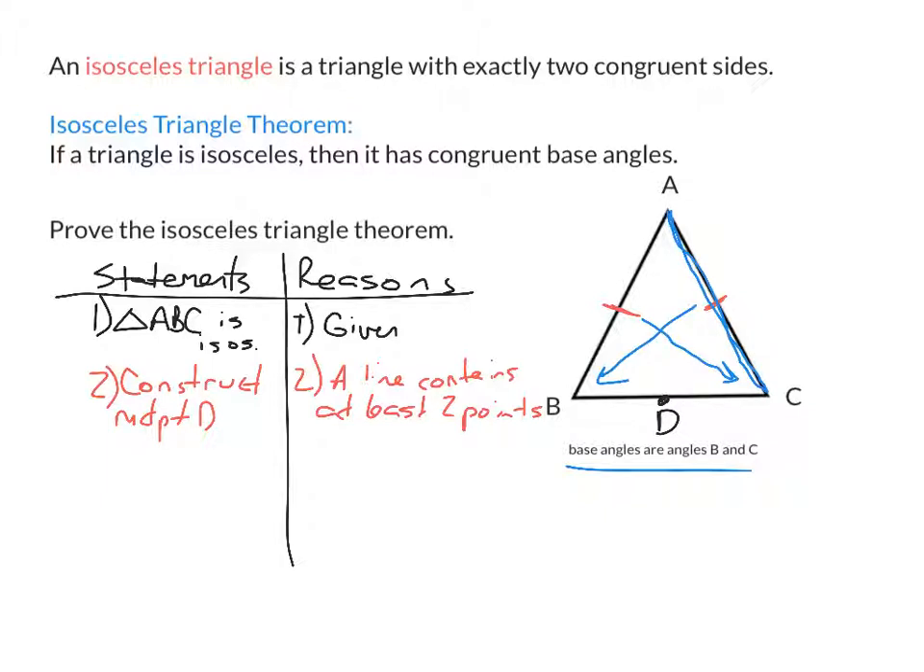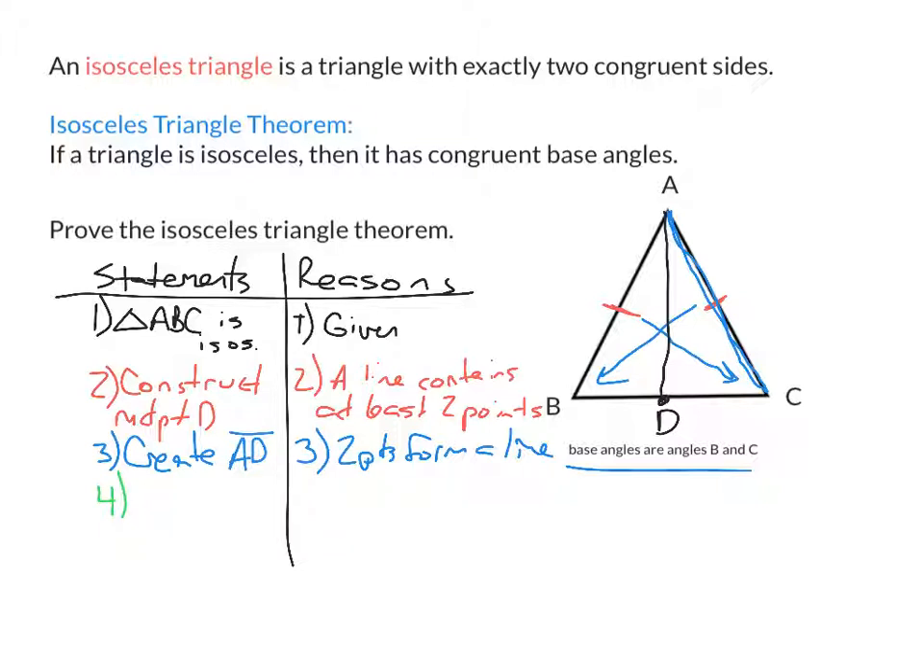And now I'm going to bring down the segment from A to D. And again, I'm allowed to do that because, well, we'll make our statement create AD. And our reason will be 2 points form a line. Alright. Now, my goal here is to show that triangle ABD is congruent to triangle ACD. And if we do that, then we know that all the pieces inside those triangles have to be congruent.